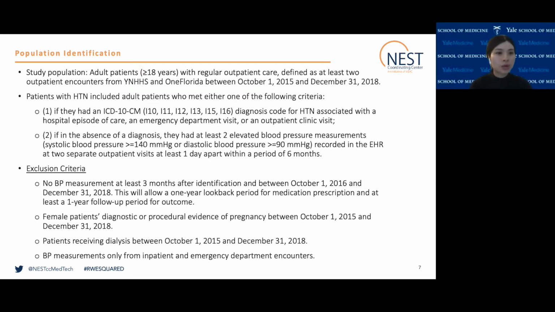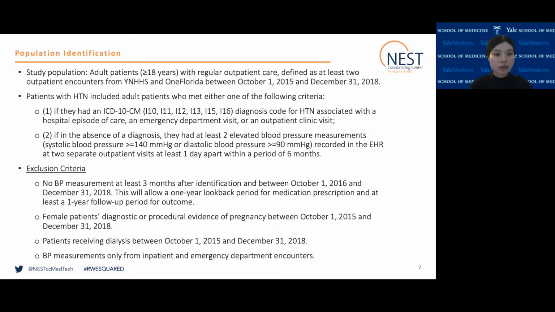Our target population includes patients with hypertension, which is defined as a population meeting at least one of the following criteria. The first criterion is an ICD-10 code of hypertension in any hospital admission, ED visit, or outpatient visit. The second condition is that, if they don't have a hypertension diagnosis, they need to have at least 2 elevated blood pressure measurements, defined as systolic blood pressure greater than 140 or diastolic blood pressure greater than or equal to 90 in the EHR, in 2 separate outpatient visits, at least 1 day apart within a period of 6 months.